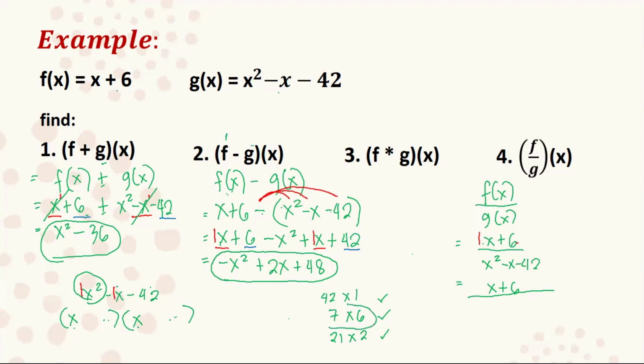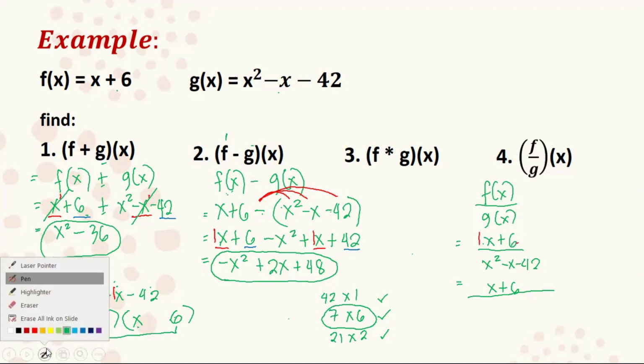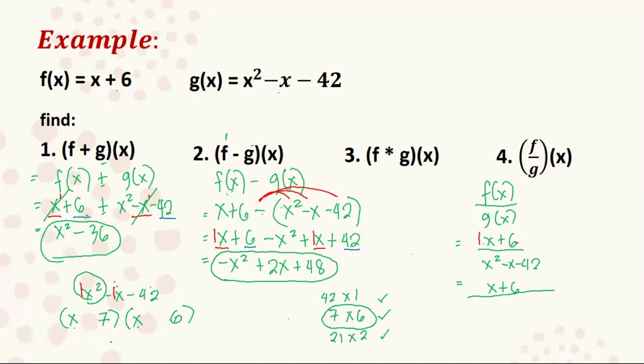It's 7 times 6. So we write here 7 and 6. Pag sinubtract mo ba si 7 and 6, makakakuha ka ng 1? Yes. Kaya yan na yung kailangan natin kunin na factors. Now, paano naman yung operations?